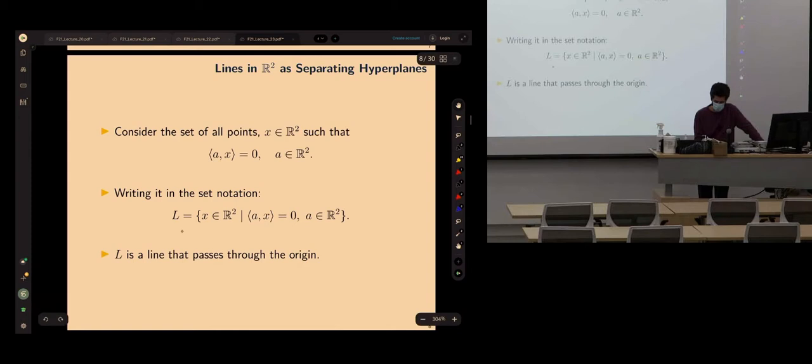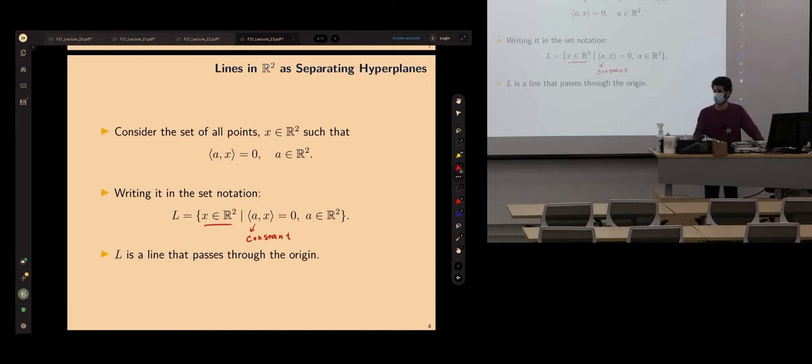So that forms a line for us. We could write it as the set of all 2D points X such that the inner product, or the dot product, of our vector A and X is a constant, 0. X can be any point, right? All the points that satisfy this constraint form the line. And this line passes through the origin, because if you pick X equals 0, it satisfies the constraint.